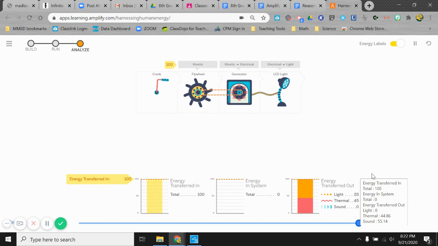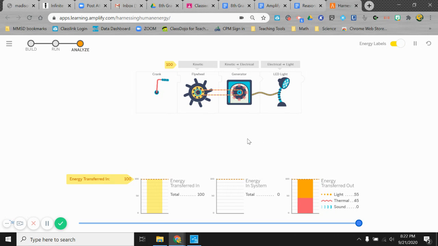Okay. And it will break down a little bit for you what energy transferred out, the form of that energy is. So we have light energy. You know what light is. Thermal would be heat. Okay. And then sound. So using this analysis down here and the system up here, you're going to try to find evidence to determine if energy is lost in this system or if energy is not lost.